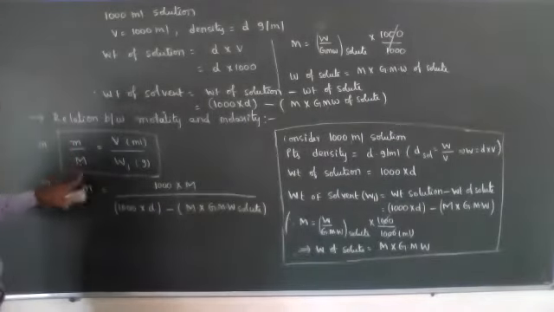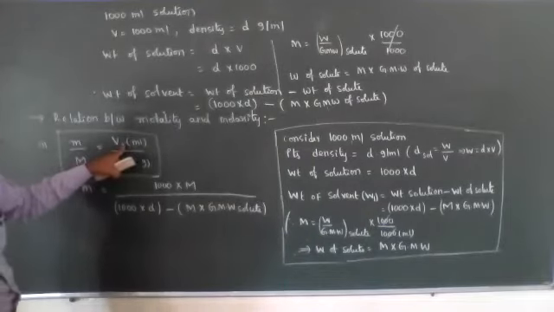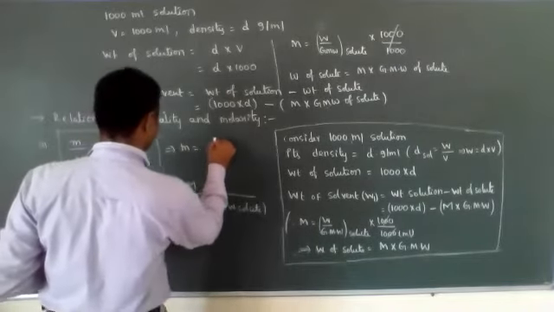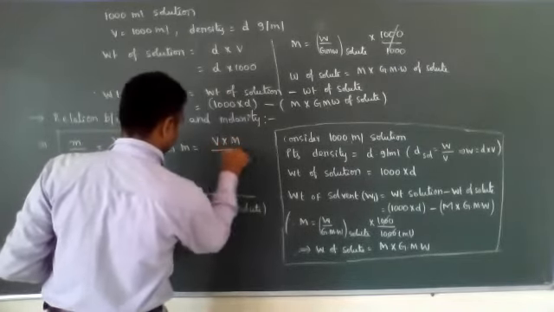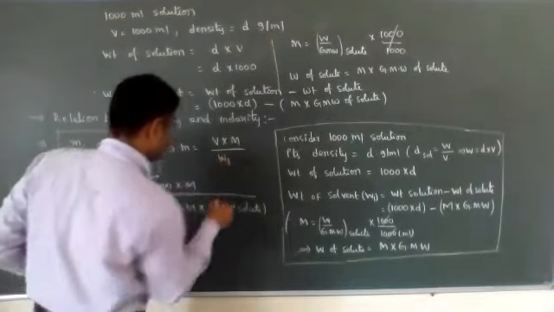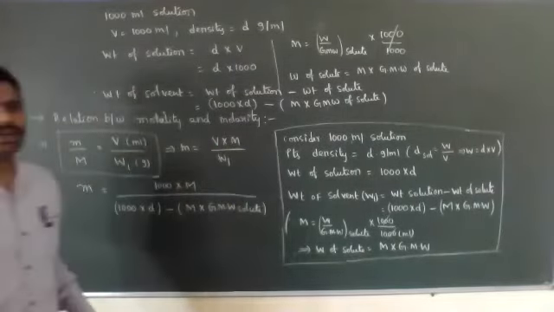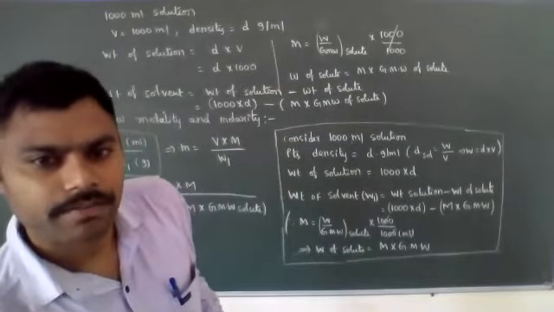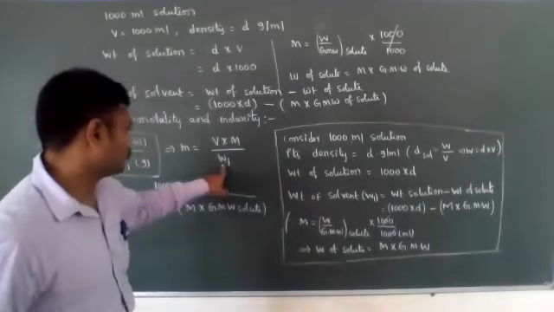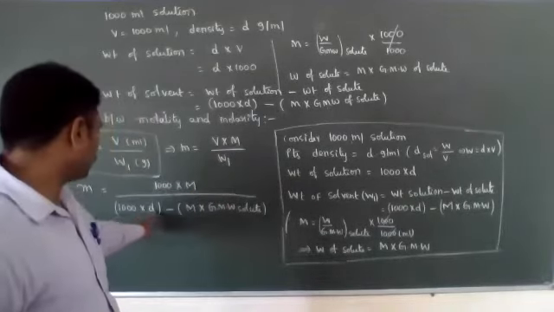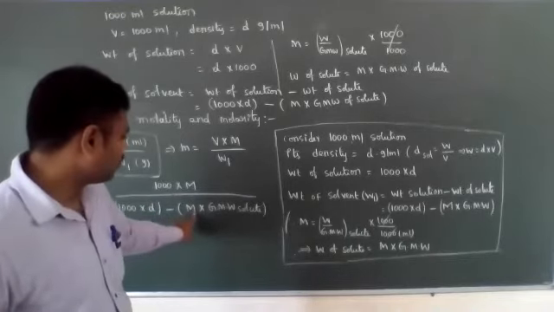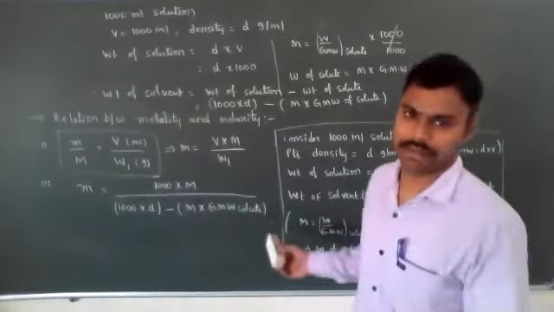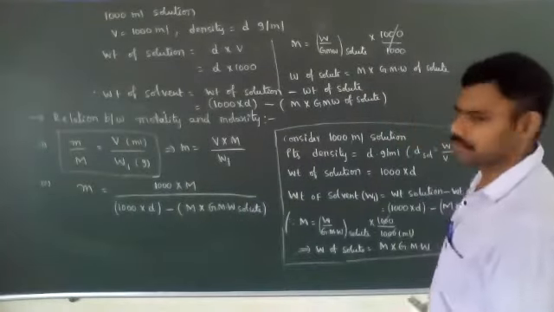Now this molarity in denominator is coming this side, then V into molarity is equal to V into M by W1. So the W1 is nothing but 1000 into density minus M into gram molecular weight of solute. So like this is one relation. This is important. Now clear?